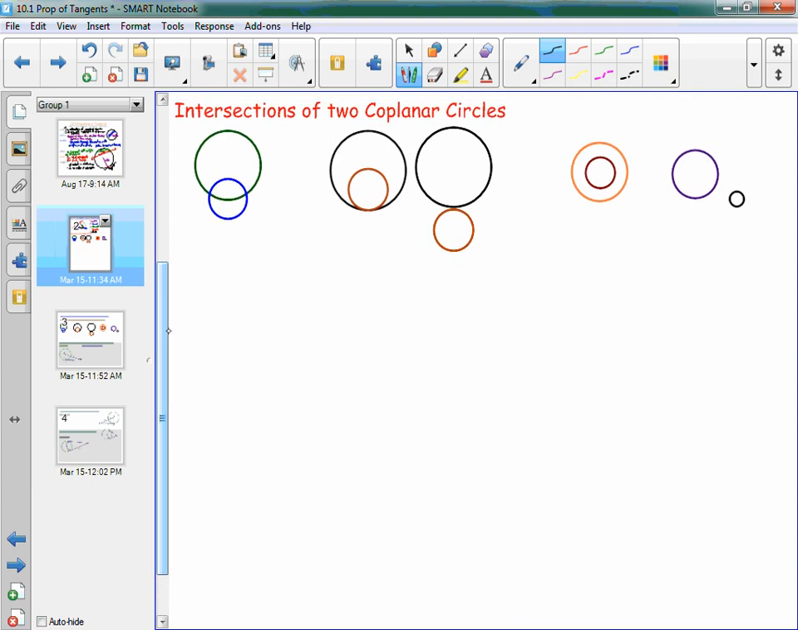Our next topic is intersections of two coplanar circles. I have drawn here all the different ways that two circles can intersect. Option 1, 2 points of intersection. Option 2, 1 point of intersection. And option 3, no intersection or none.